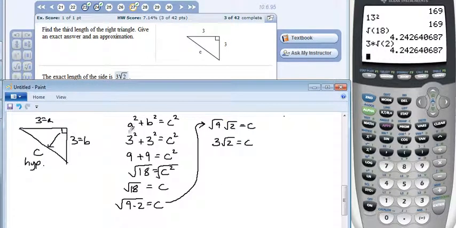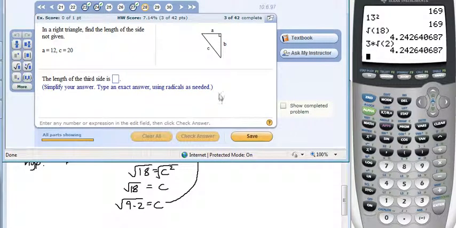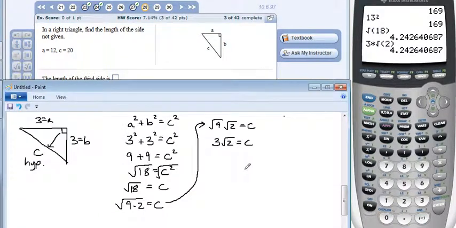Okay, so that one's pretty simple, straightforward. If we're looking for the hypotenuse, that's on this side. We're going to plug in what we know, go through and use our radical rules, and solve for what that side is. They don't have to be nice whole numbers either. Okay, so let's try it again.